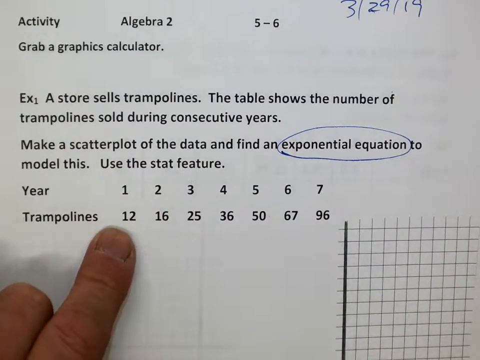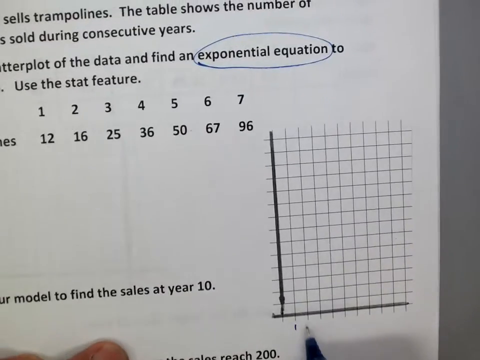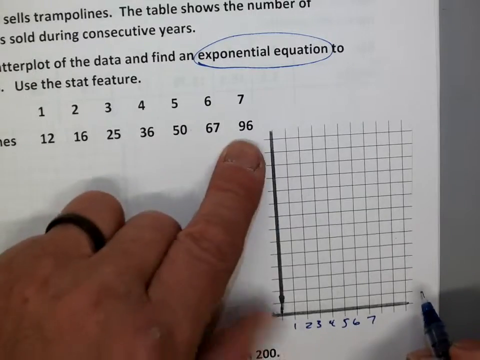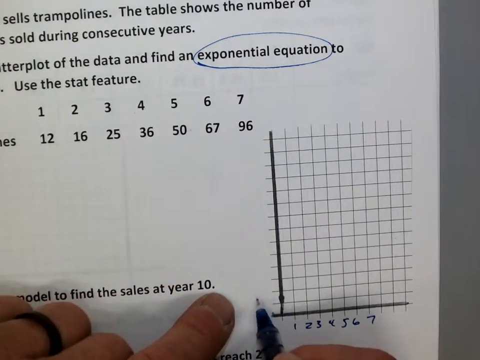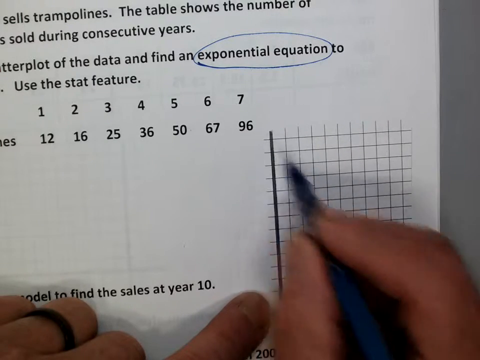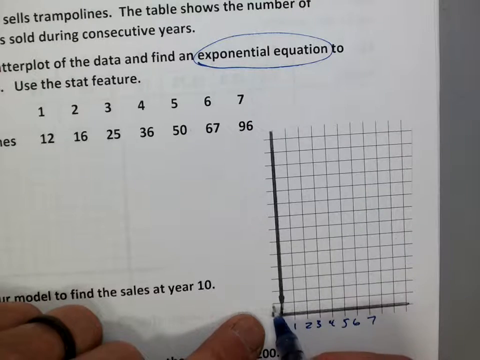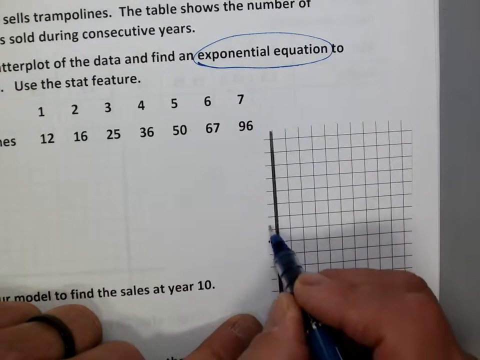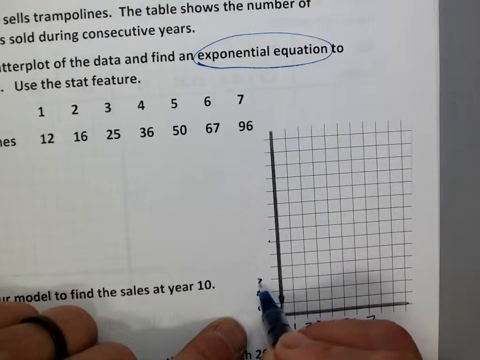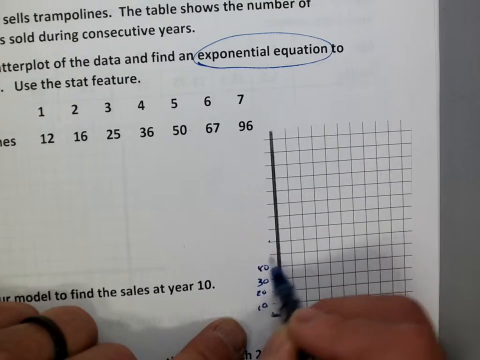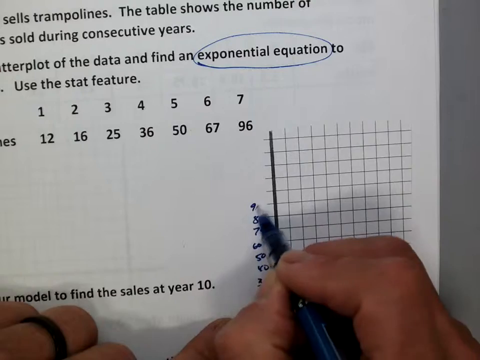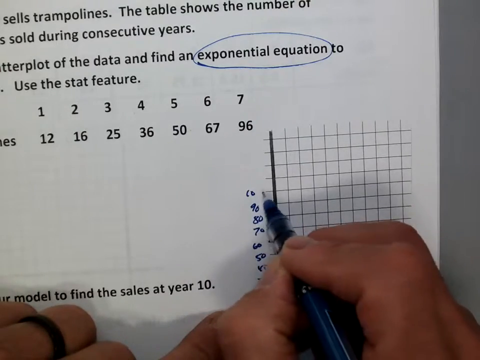So we're going to go year 1, 2, 3, 4, 5, 6, 7. We've got to go all the way up to 96, so I might go by 5s. Let's see, 10, 20, 30, 40, 50, 60, 70. I could go by 10s: 10, 20, 30, 40, 50, 60, 70, 80, 90, and 100, right?